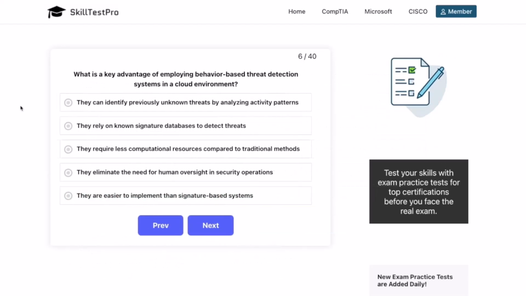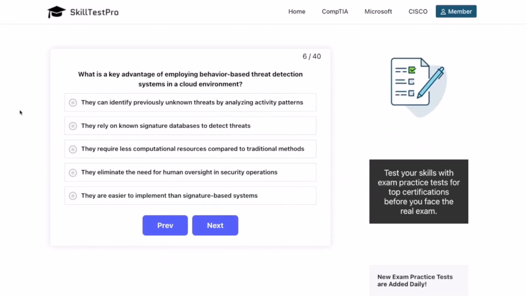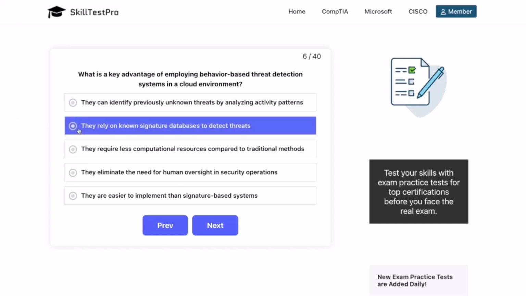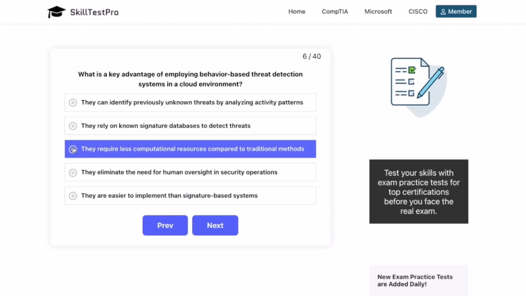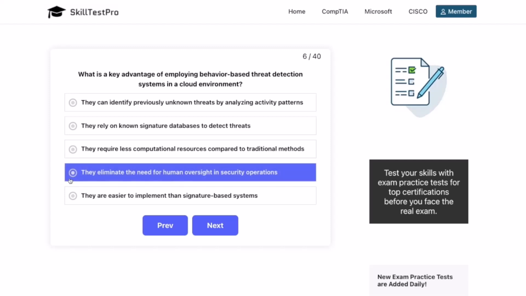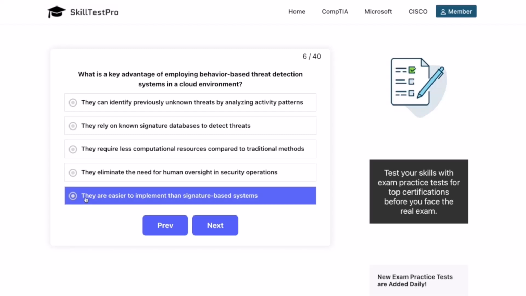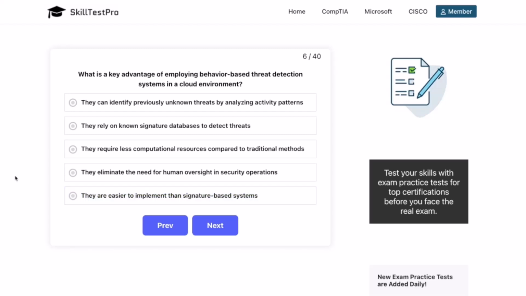All right, question 6. What is a key advantage of employing behavior-based threat detection systems in a cloud environment? Is it they can identify previously unknown threats by analyzing activity patterns? They rely on known signature databases to detect threats? They require less computational resources compared to traditional methods? They eliminate the need for human oversight in security operations? Or they are easier to implement than signature-based systems?